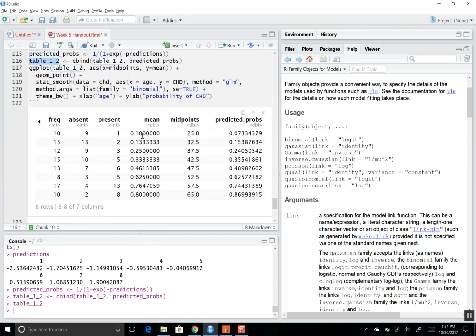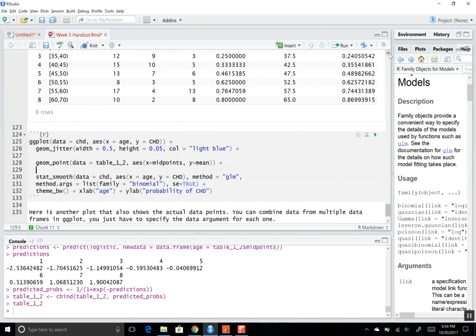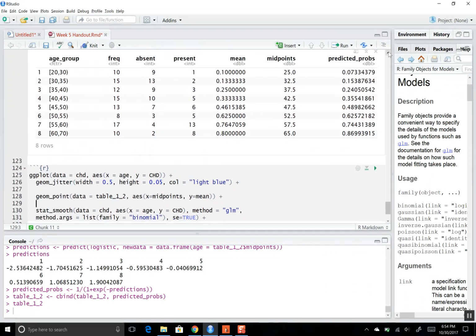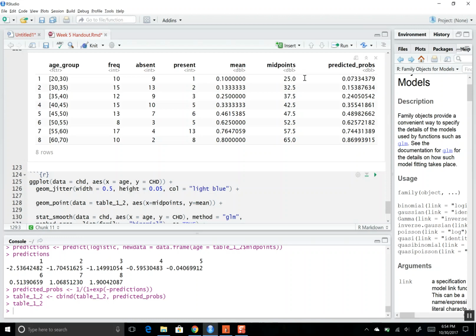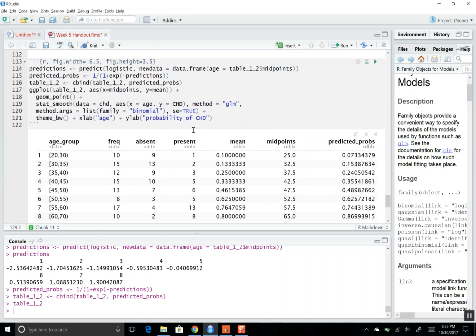Okay, so for the 10 observations in the 20 to 30 group, we observe 1 out of 10 for a mean of 0.1. And according to our model, we would predict 0.07 as the probability. And as it increases, we observed 15 people in the 40 to 45 group. Of those, 33% had coronary heart disease. And according to our model, we would predict around 35%. Okay, so this is just based on the estimates of all of this.